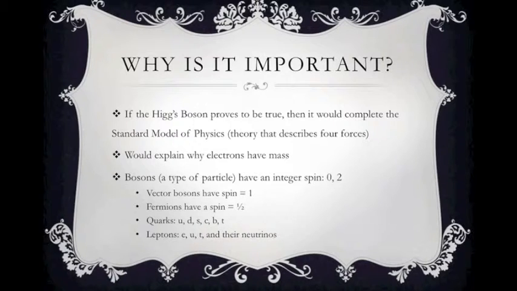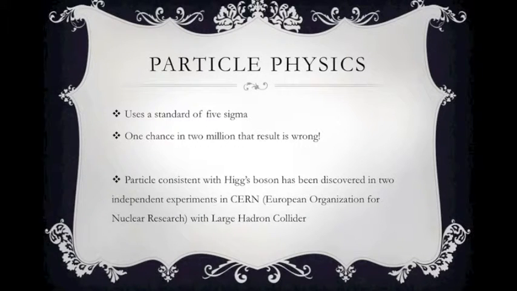So bosons are a type of particle and have an integer spin of 0 or 2. Vector bosons have a spin 1, and then there are lots of other types of particles. There are fermions, quarks, leptons, but the Higgs boson contains bosons, and bosons are particles that give mass to other particles. So how does this relate to particle physics?